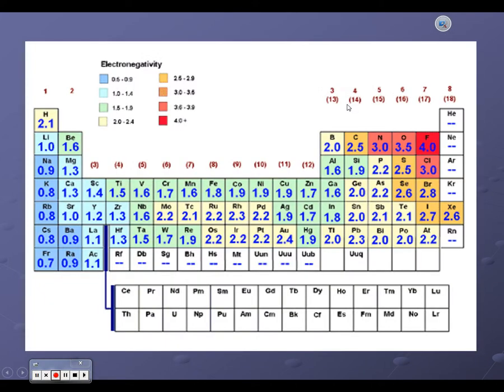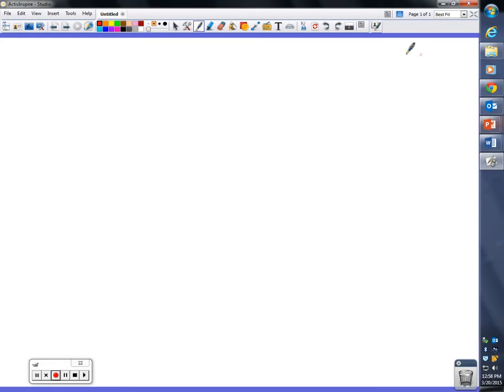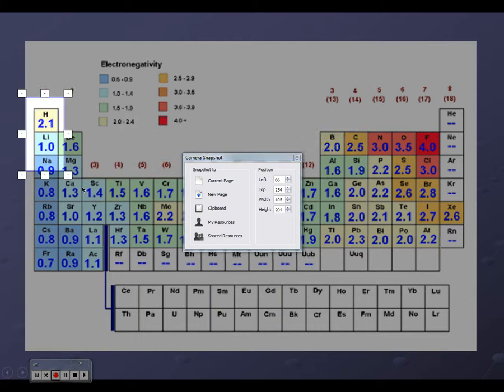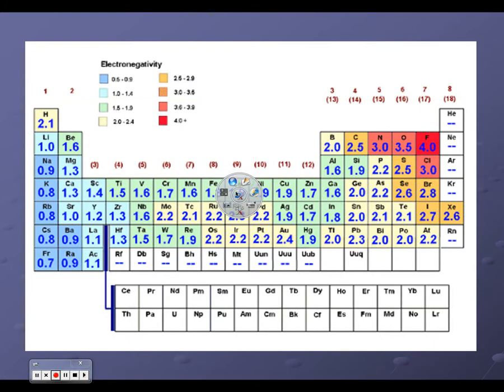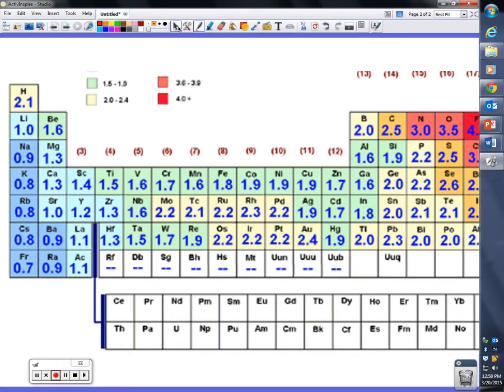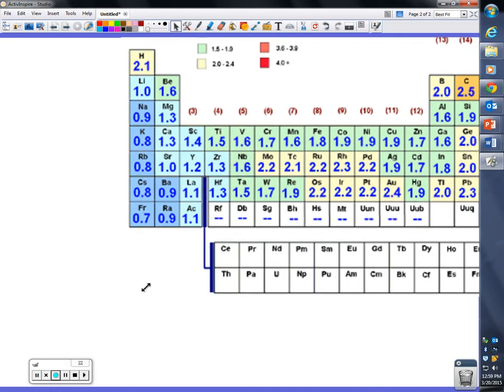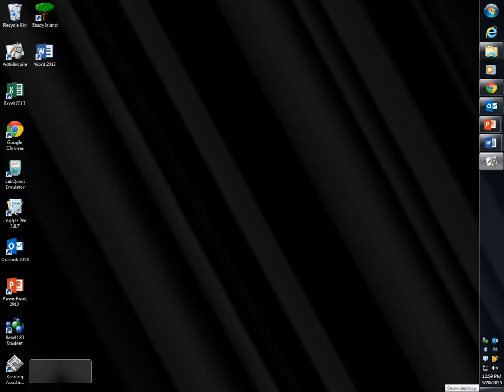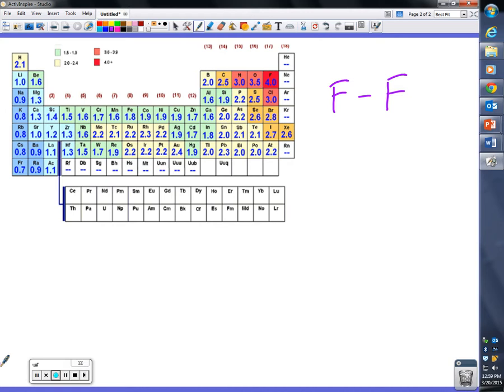Okay, so let's talk about this bond to begin with. This, we would give a special name. What would we call this? A diatomic molecule. It is a diatomic molecule because it is two of the same kind of atom.